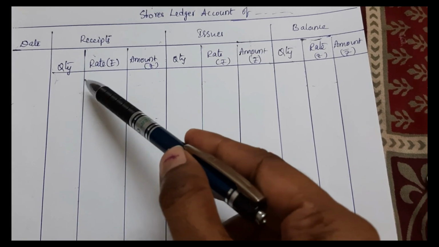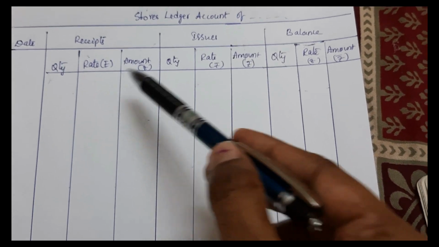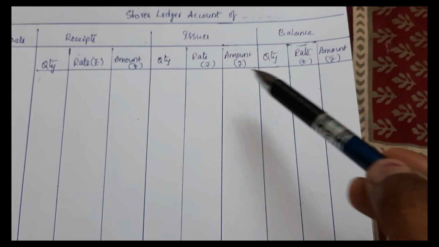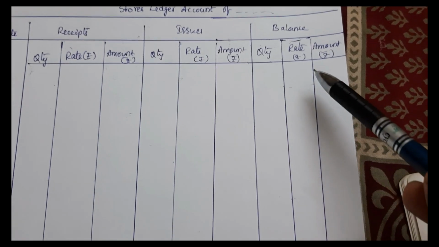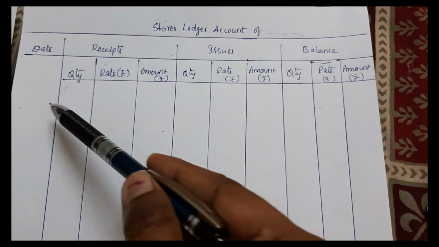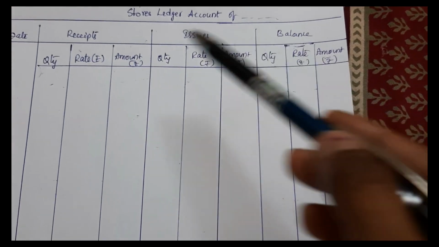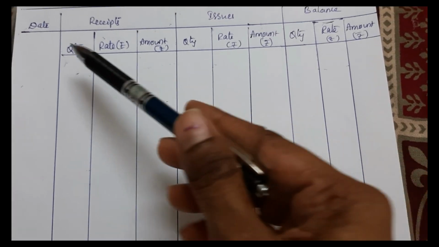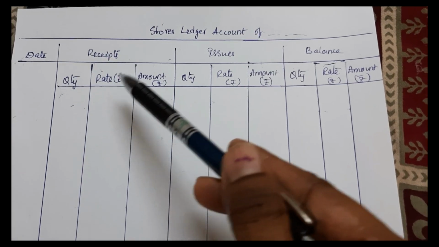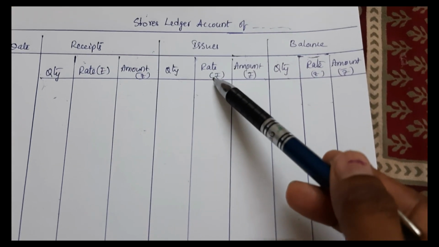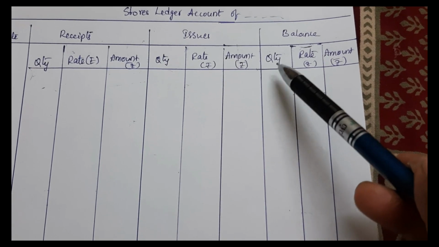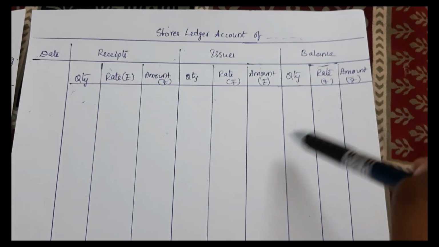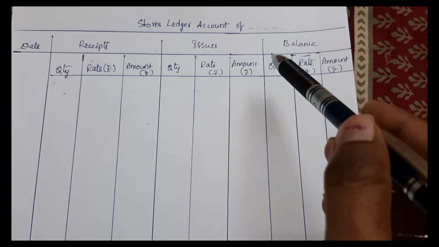Receipts means you need to write all purchases here. Issues means you have to write all the issues transactions here. And balance will be the balance of material. And each receipts, issue, and balance columns will be divided into 3 sub columns again: quantity, rate in rupees, amount in rupees; quantity, rate in rupees, amount in rupees; quantity, rate in rupees, and amount in rupees. So this is how we have to prepare the stores ledger account using FIFO.